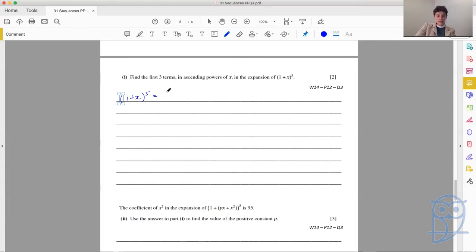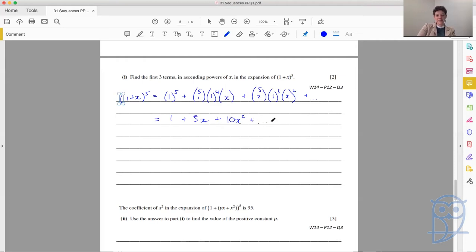So the first one will just be 1 to the 5 plus 5, 1 to the 4 times x plus 5C2, 1 to the 3 by x squared plus dot, dot, dot, but we're not going to carry on because they just want the first 3 terms. So this equals 1 plus 5x plus 10x squared.